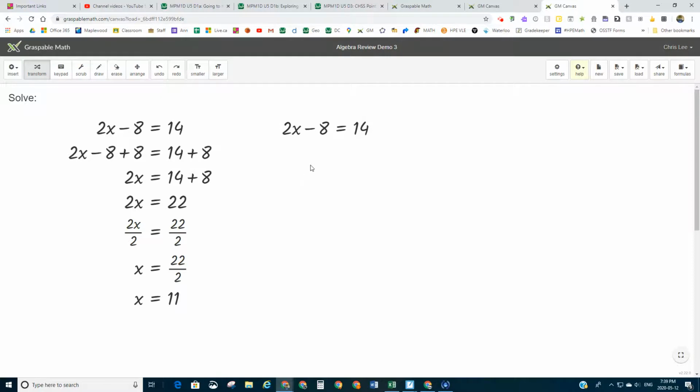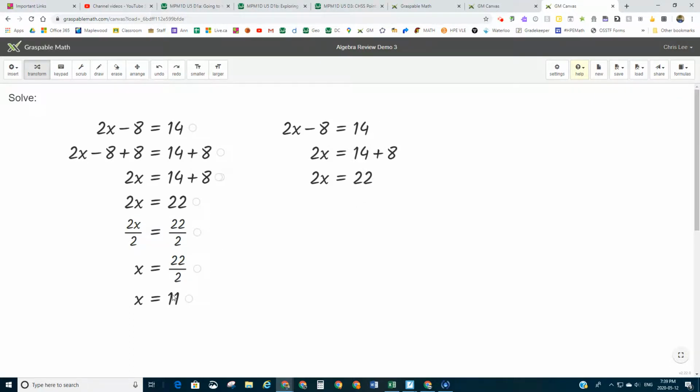Well, Graspable Math allows me to know that since I'm going to add 8 to both sides, it's like taking the 8 and taking it to the other side and doing the opposite operation that way. And you see that it just gets to this line a little bit quicker. 2x equals 14 plus 8. Click on the plus sign to do that operation, get 22.